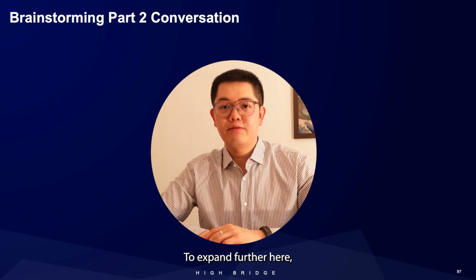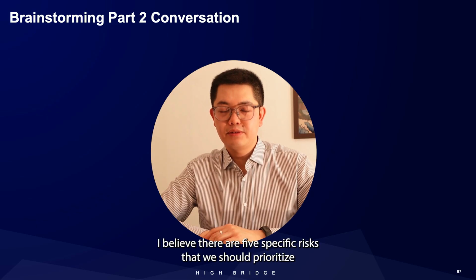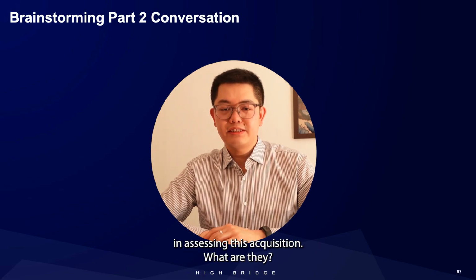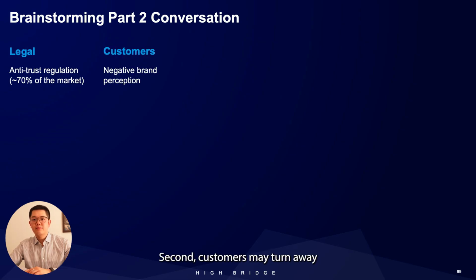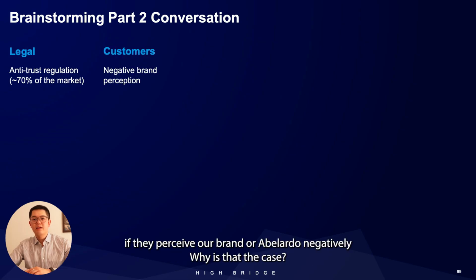Sure. To expand further here, I believe there are 5 specific risks that we should prioritize in assessing this acquisition. First is the legal risk. Given that Kai Drinks is the biggest player and wants to acquire the second biggest player, antitrust regulators may stop this acquisition. This is to avoid Kai Drinks holding a very high level of market share in the Philippines. Second, customers may turn away if they perceive our brand or Abelardo negatively. Why is that the case?